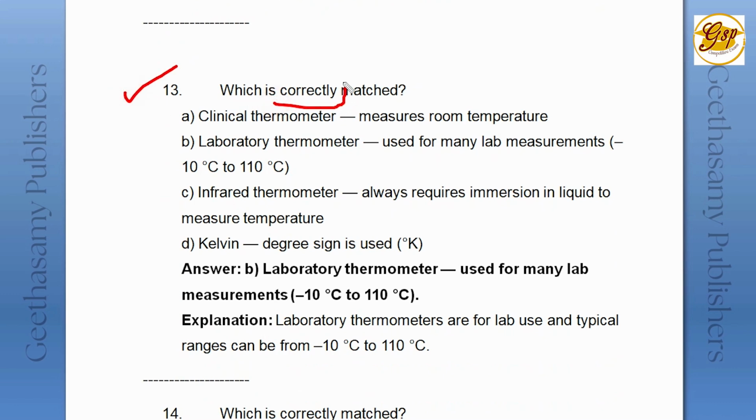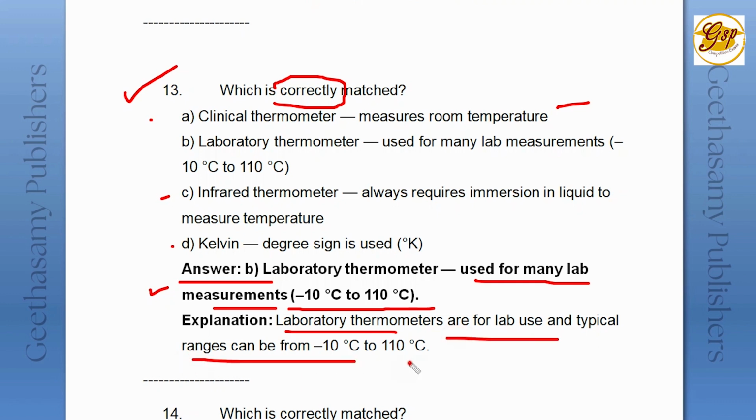And 13th question. Which is correctly matched? Clinical thermometer measures room temperature. Laboratory thermometer used in lab measurement, minus 10 degrees to 110 degrees. Infrared thermometer always requires immersion in liquid to measure temperature. Kelvin, degree sign, degree K. Answer is B. Laboratory thermometer used in lab measurement is minus 10 to 110 degrees, and all others are wrong. Explanation is the laboratory thermometers are for lab use, typical range from minus 10 to 110 degrees centigrade.